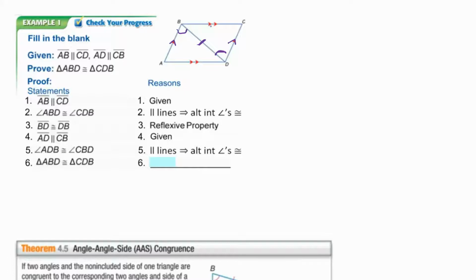Then because BC is parallel to AD, we also have another set of alternate interior angles. So we have that ADB and CDB are congruent. So now again we have angle, side, angle.